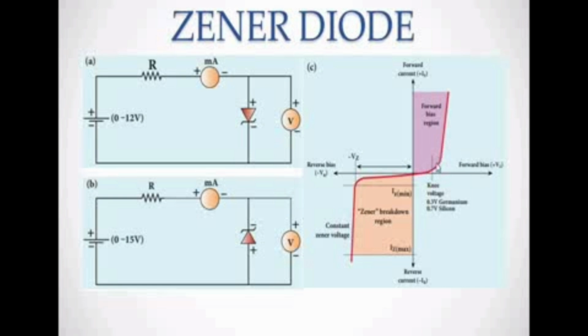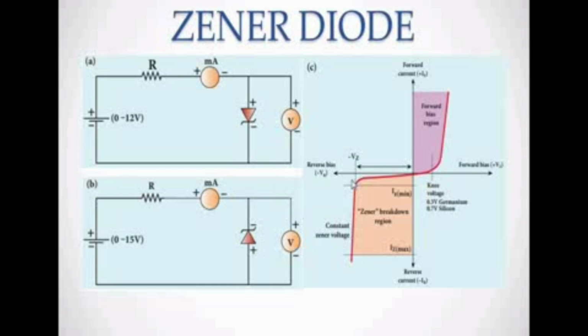What is the breakdown voltage for germanium and silicon? 0.3 volt for germanium, 0.7 volt for silicon. At that particular voltage, the germanium and silicon conduct the current. That is the forward bias condition.